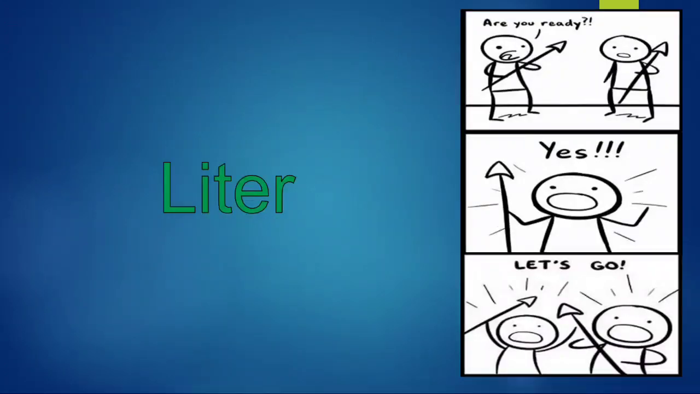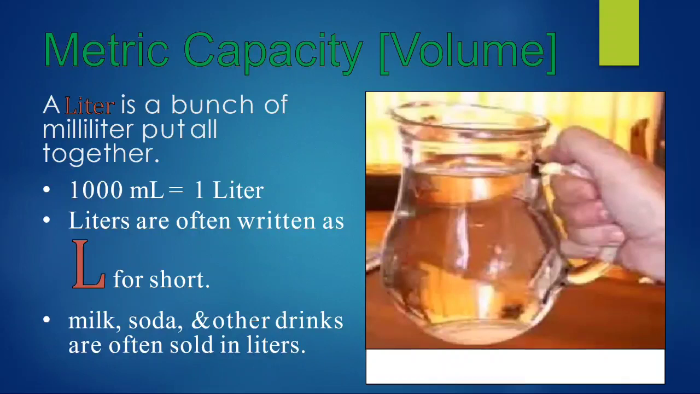So now let's talk about liters. 1000 ml is equivalent to 1 liter. In short, we can use L. We use it to measure milk, soda, and other drinks that are often sold in liters.